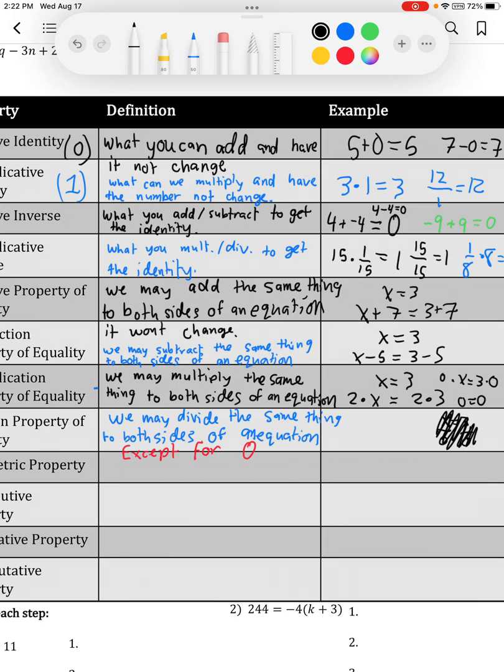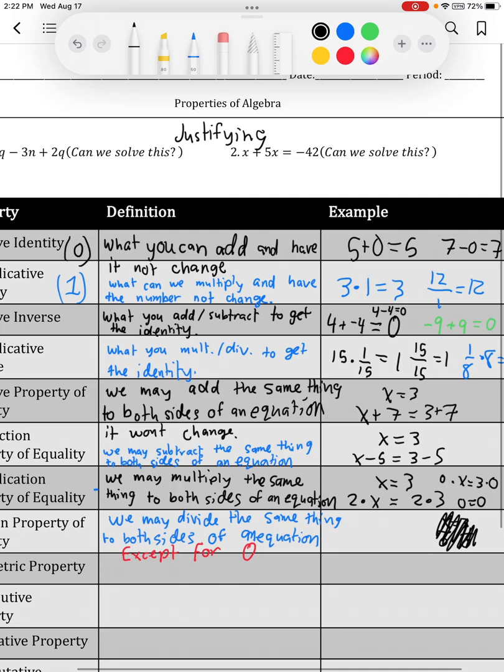It's bad. Puppies will die. As opposed to something else, any other number is fine. So if we have x is equal to 3, we divide both sides by 4, that's still fine.